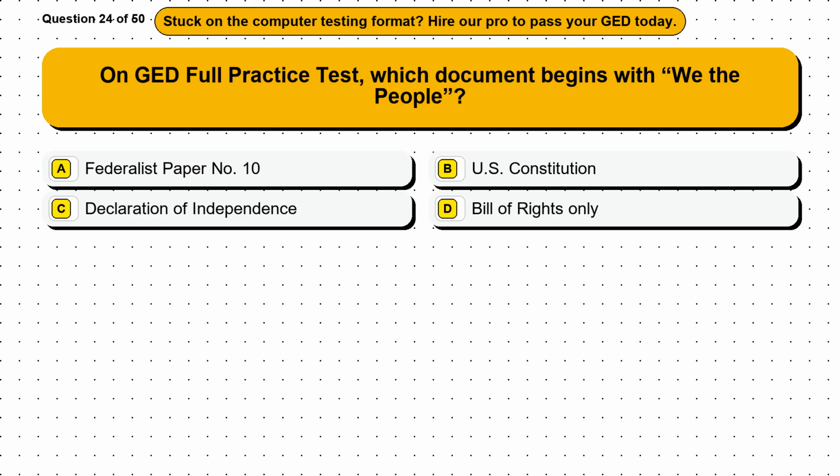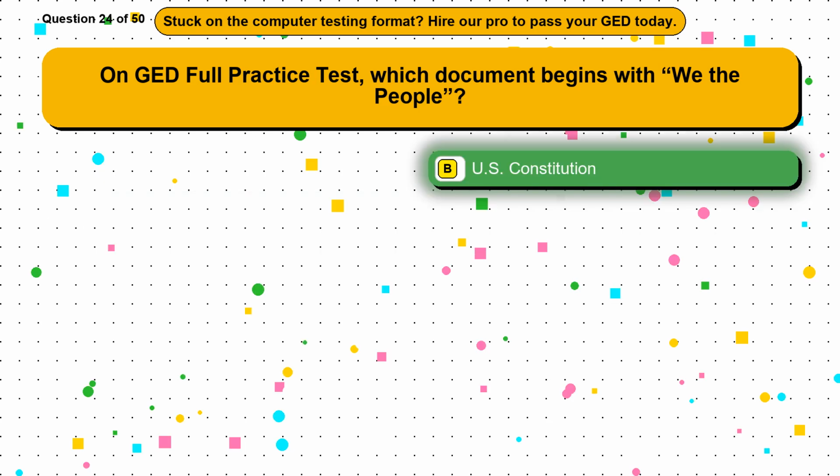Question 24. On GED Full Practice Test, which document begins with "We the People"? Option A, Federalist Paper Number 10. Option B, U.S. Constitution. Option C, Declaration of Independence. Option D, Bill of Rights only. The correct answer is option B.